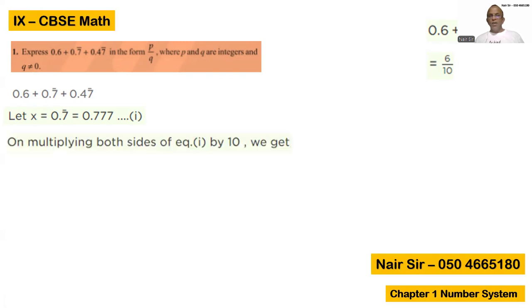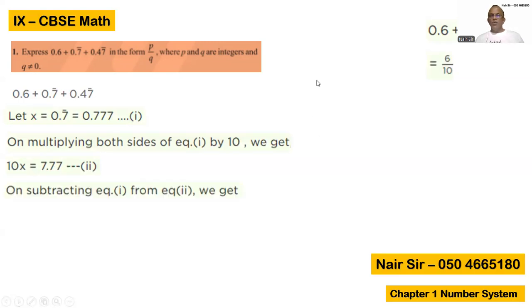Second, what I'm doing is multiplying both the sides of the equation by 10. And what do I get? I get 10x is equal to 7.77, continuing. And I'm giving that equation number 2. Subtract equation 1 from equation 2. So what do I get? I get 10x minus x is equal to 7.777777 minus 0.77777. I get 9x is equal to 7, and I can write x is equal to 7 upon 9.